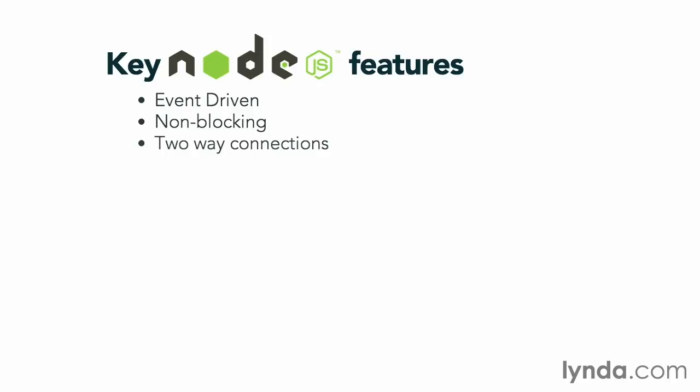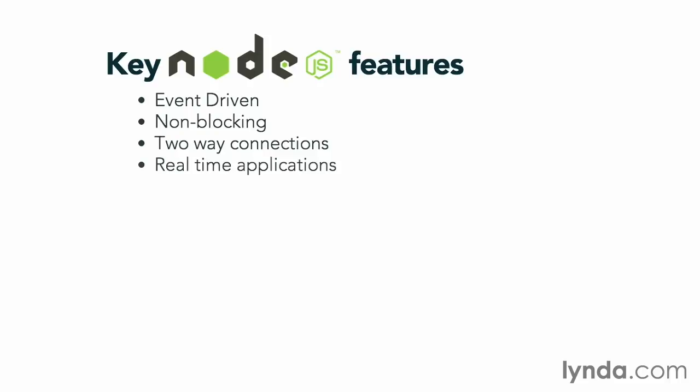But Node excels at handling two-way connections between the server and, say, a database. So when Node makes a request to a database, it doesn't have to worry about waiting for that database to return the data. And once the data is received from the server, it sends it to the appropriate client. So it's much more efficient than traditional server languages.